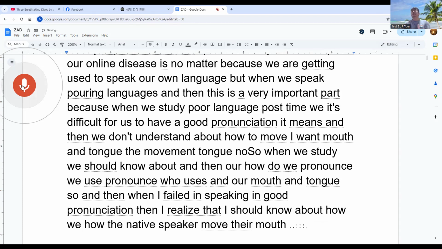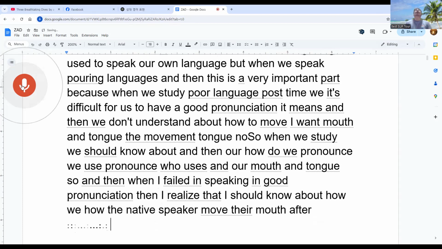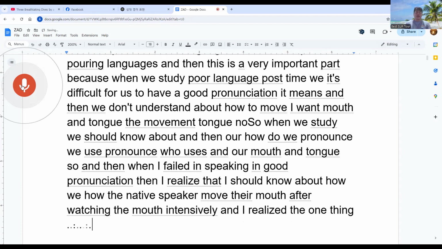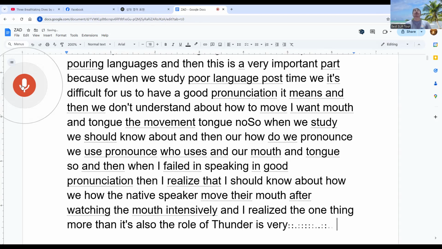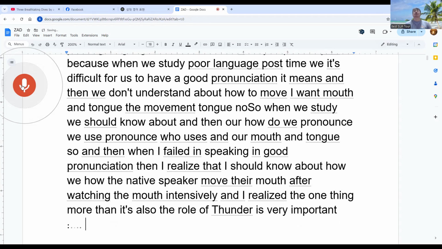After watching the mouth intensively, I realized one thing more. The role of the tongue is also very important when we pronounce in a foreign language.